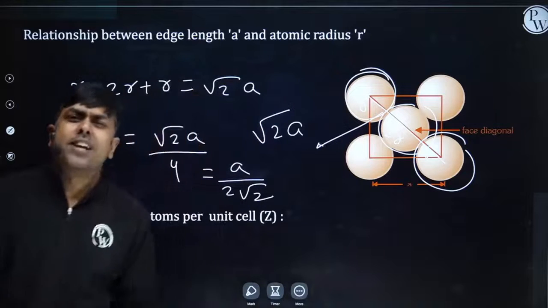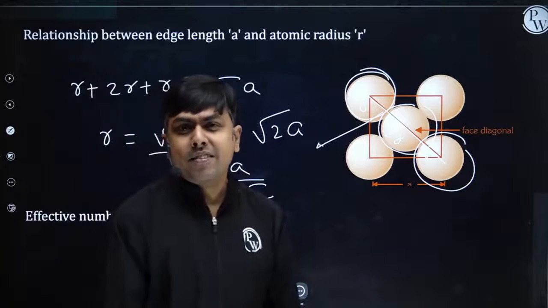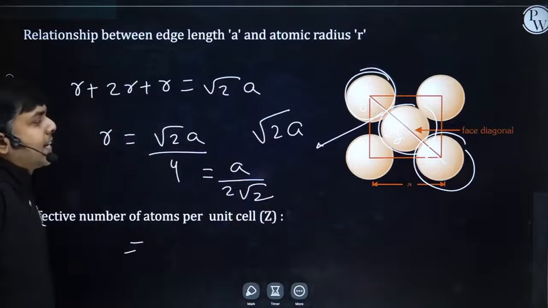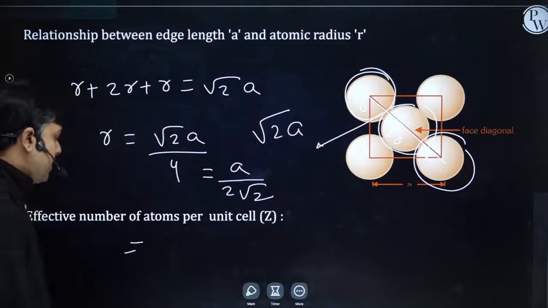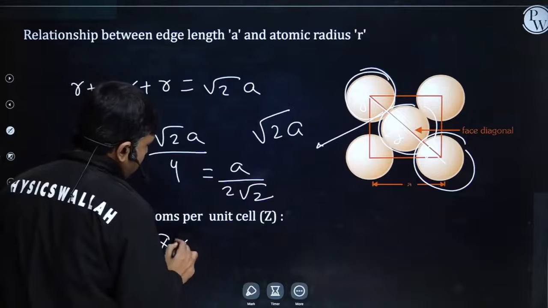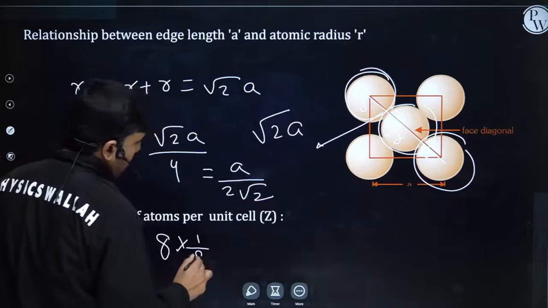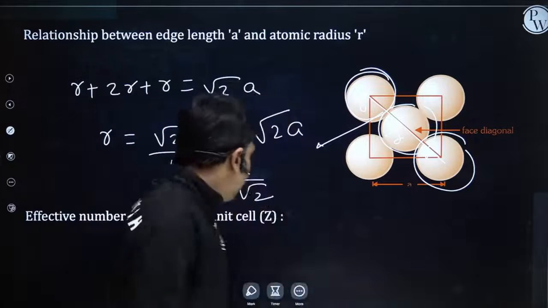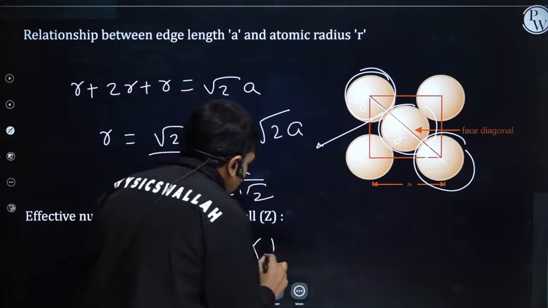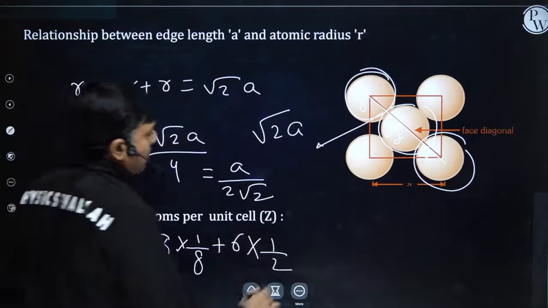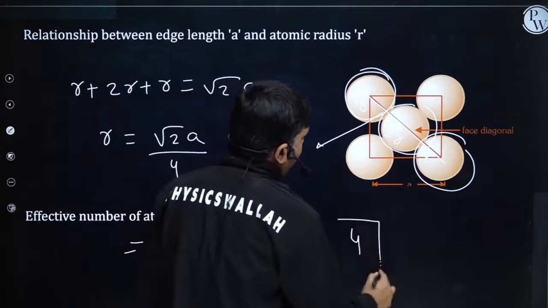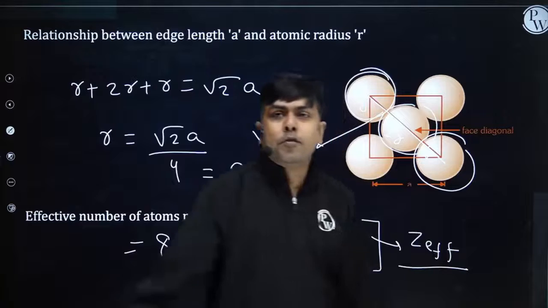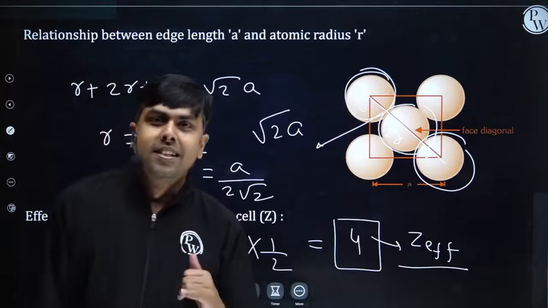If I have to calculate Z effective, how do I calculate it? Z effective is nothing but the effective number of atoms lying inside this unit cell. 8 atoms placed at corners, contribution is 1 by 8, so 8 into 1 by 8, plus 6 atoms placed at every face center, contribution is half, 6 into 1 by 2, 3. 1 plus 3, 4. So Z effective for FCC is 4. Am I clear, students?